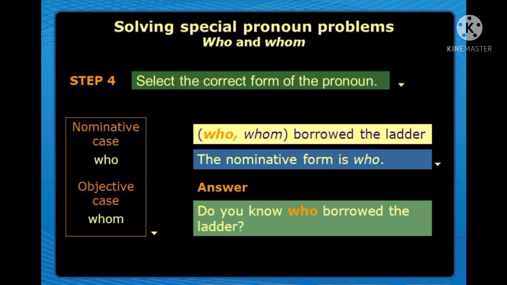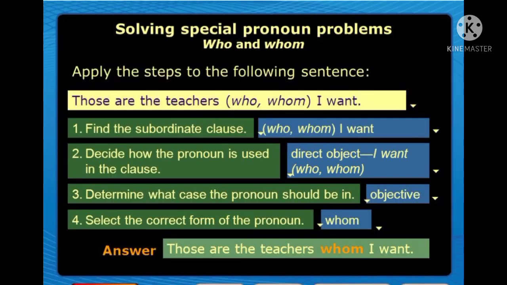Step 4, select the correct form of the pronoun. Whom borrowed the ladder. The nominative form is who. So the answer is: Do you know who borrowed the ladder? Answer the following. Apply the steps to the following sentence. Your timer starts now.